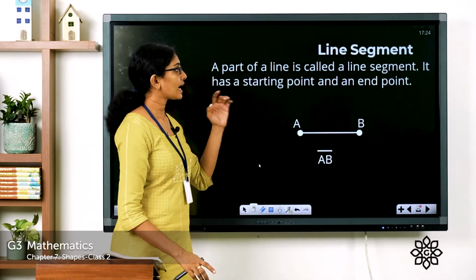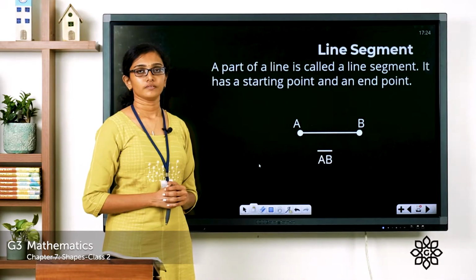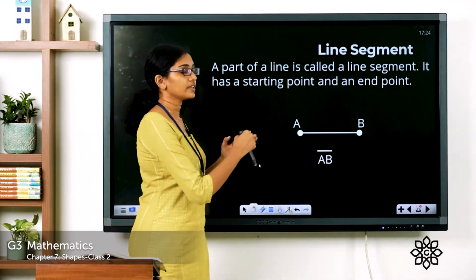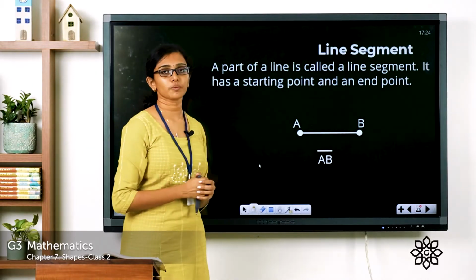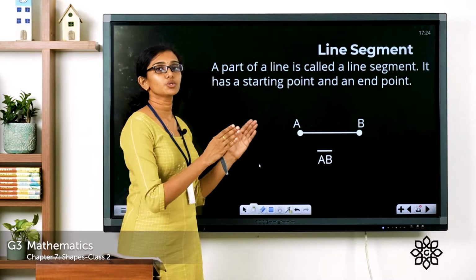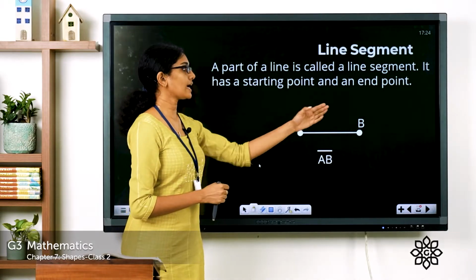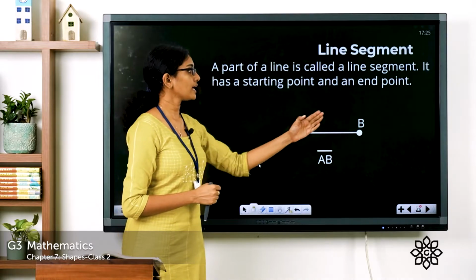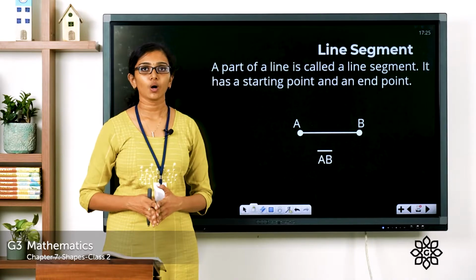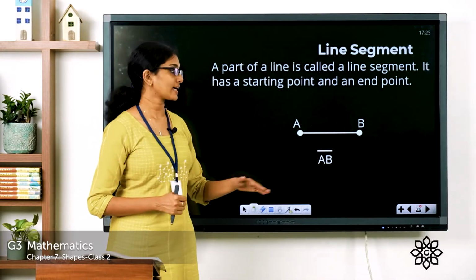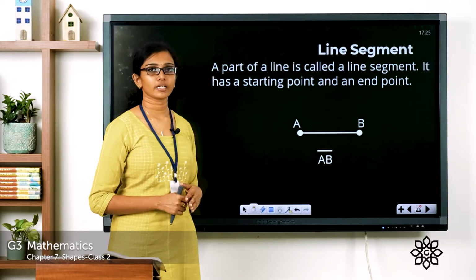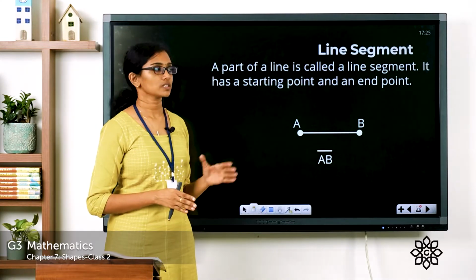Now, a line segment. A line segment is part of a line and it has a definite length, or it has a measurable length. And it is a part on the line between 2 points. And these points here are A and B. So, this is point A and point B. It has a starting point and it has an ending point. This is how you represent a line segment. You write the name of the points and above that you draw a straight line without any arrows. So, this is a line segment.